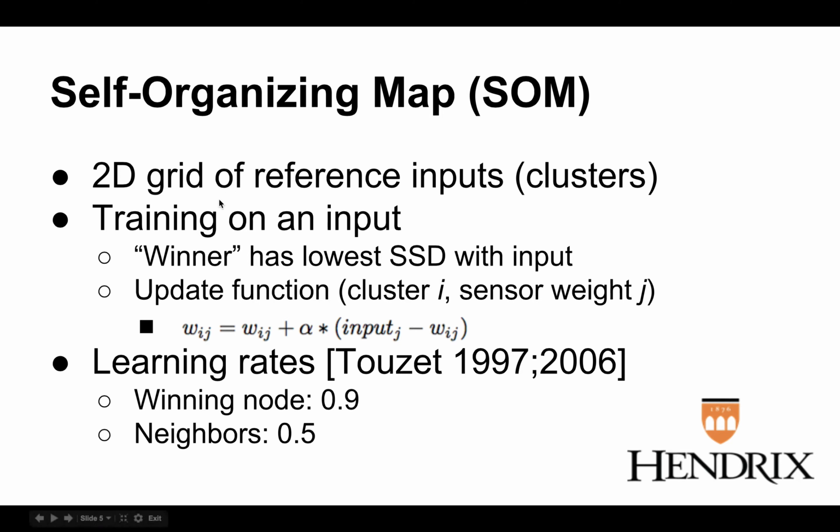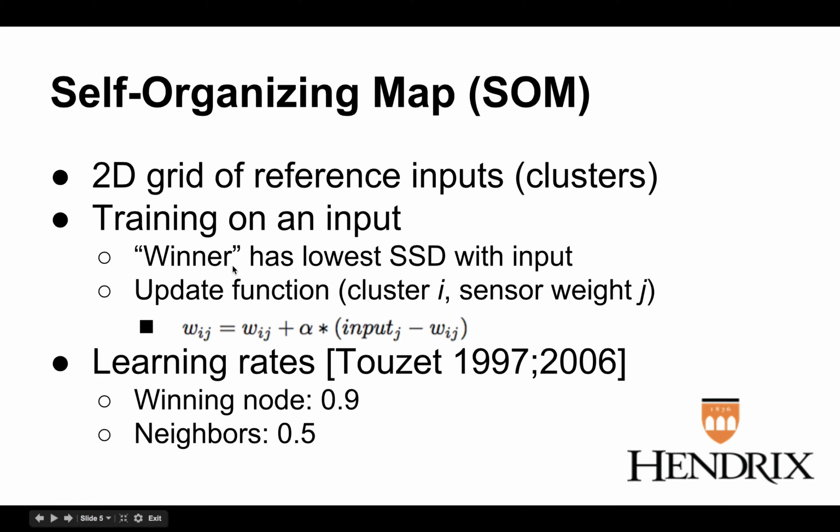To train on a given input, we first figure out which element of the grid has the lowest sum of squared difference with the input. So this implies that you've got some kind of distance metric. For all of the examples I'll be using, it's a Euclidean distance metric, is what I've been employing.